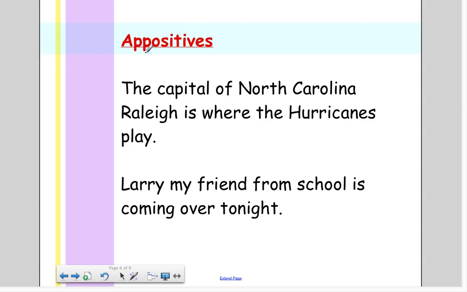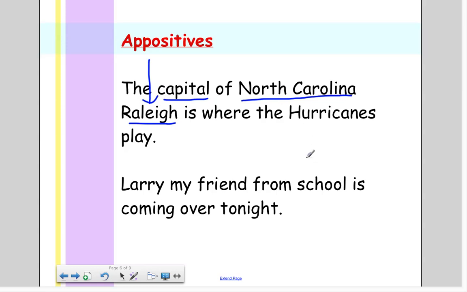The next rule is for appositives. Appositives come in the middle of a sentence, or sometimes they could come in the beginning or at the end, like a transition. The capital of North Carolina, Raleigh, is where the Hurricanes play. Appositives usually repeat the same information you've already had. We already know the capital of North Carolina is our subject. Then we say Raleigh. This is our extra information. This is the appositive.